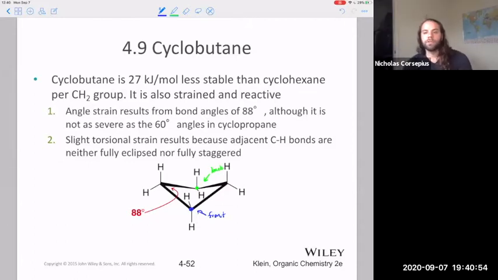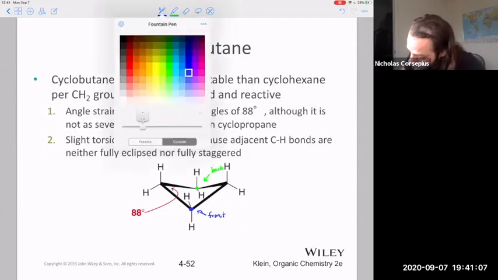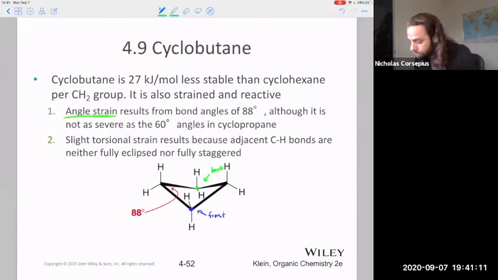What it's really trying to show you is that it will kink itself to avoid some of that unfavorable interaction. It actually still takes on a pretty severe bond angle of 88 degrees, which is of course less than the 109.5. So there is angle strain in this compound. That's part of what leads to its instability.